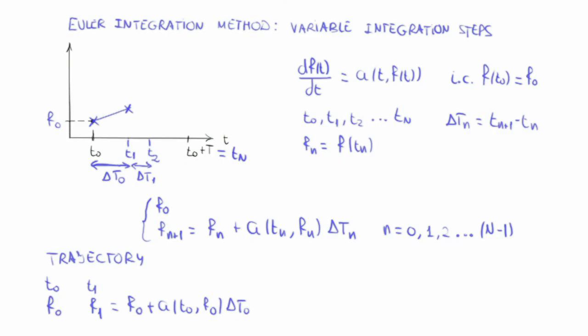Now we do a linear approximation to generate the value of the trajectory at t2, which is f2, which will be f1 plus a evaluated at t1, f1 times delta t1. So that would be, let's say, that point here, and that's the trajectory. And we would continue the integration steps until we reach the final time tn.